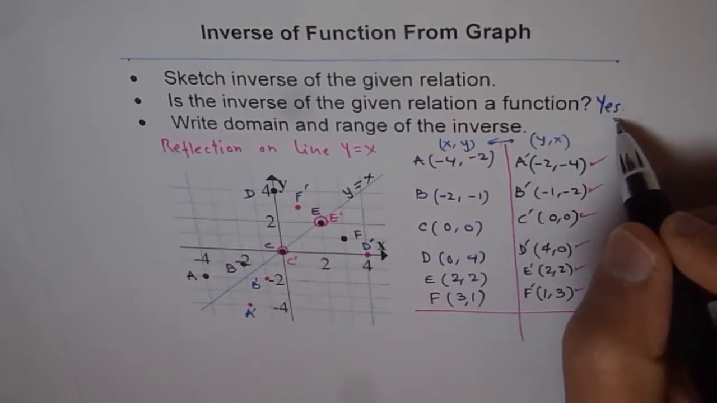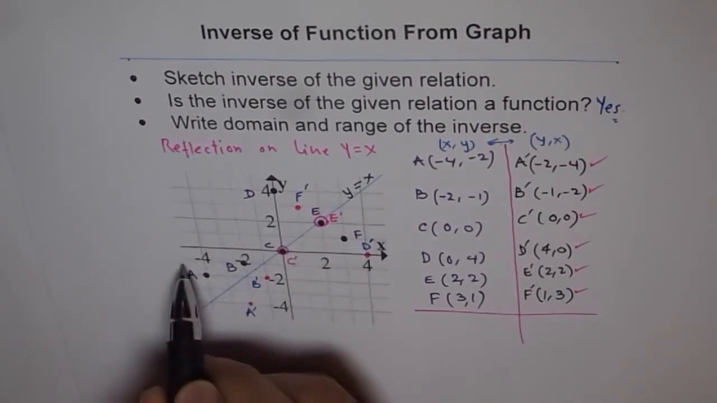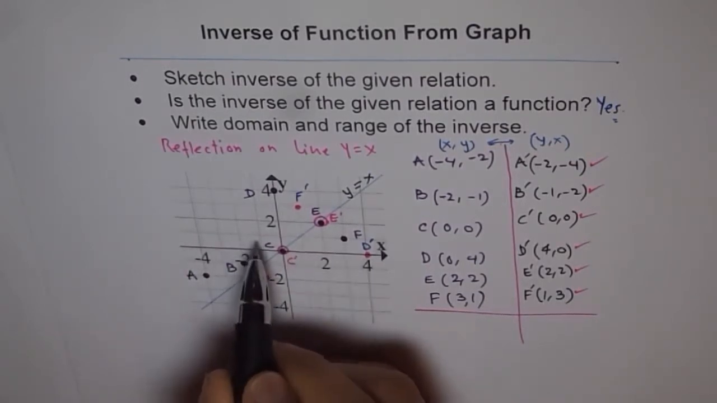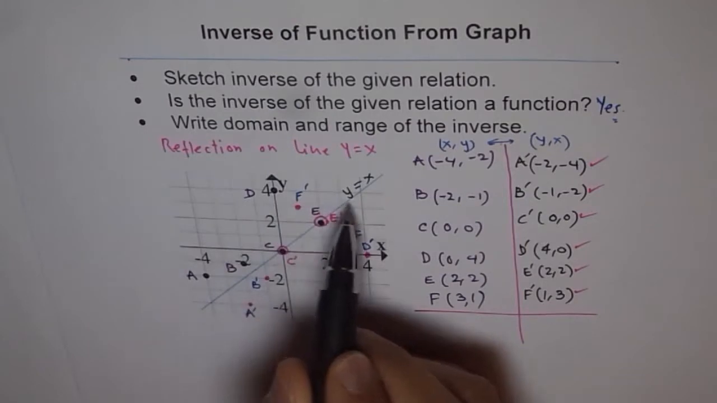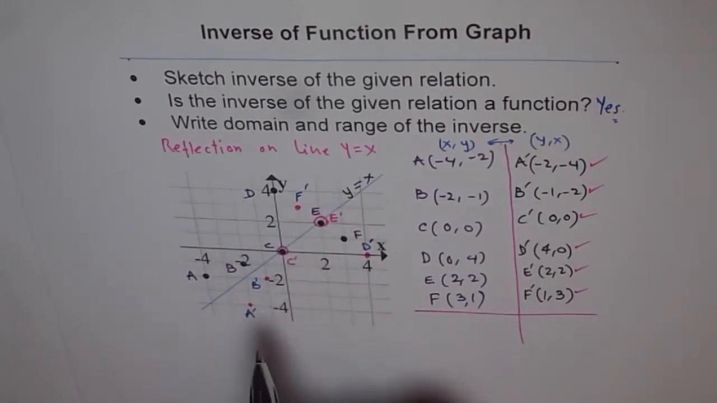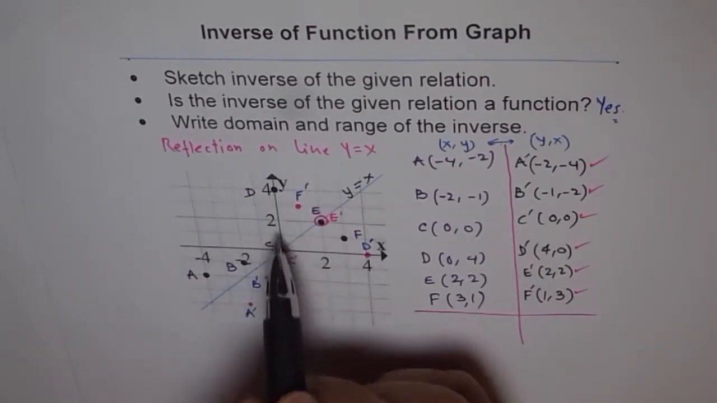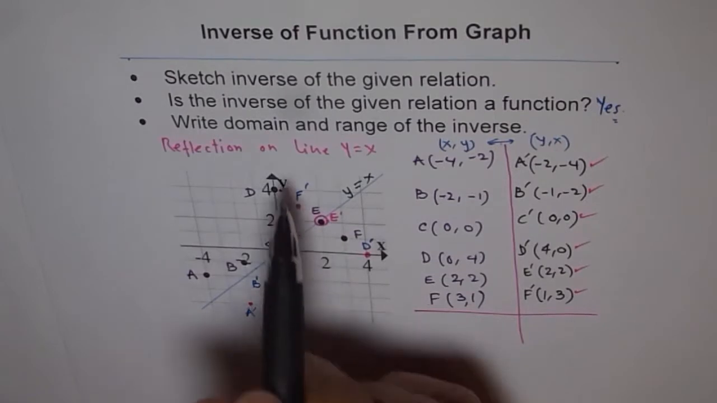And how could you find out from the given relation? If you draw a horizontal line, you will find that the horizontal line doesn't intersect at more than one point. Therefore, its inverse will be a function. Note, the relation itself is not a function, right? Because it fails the vertical line test.